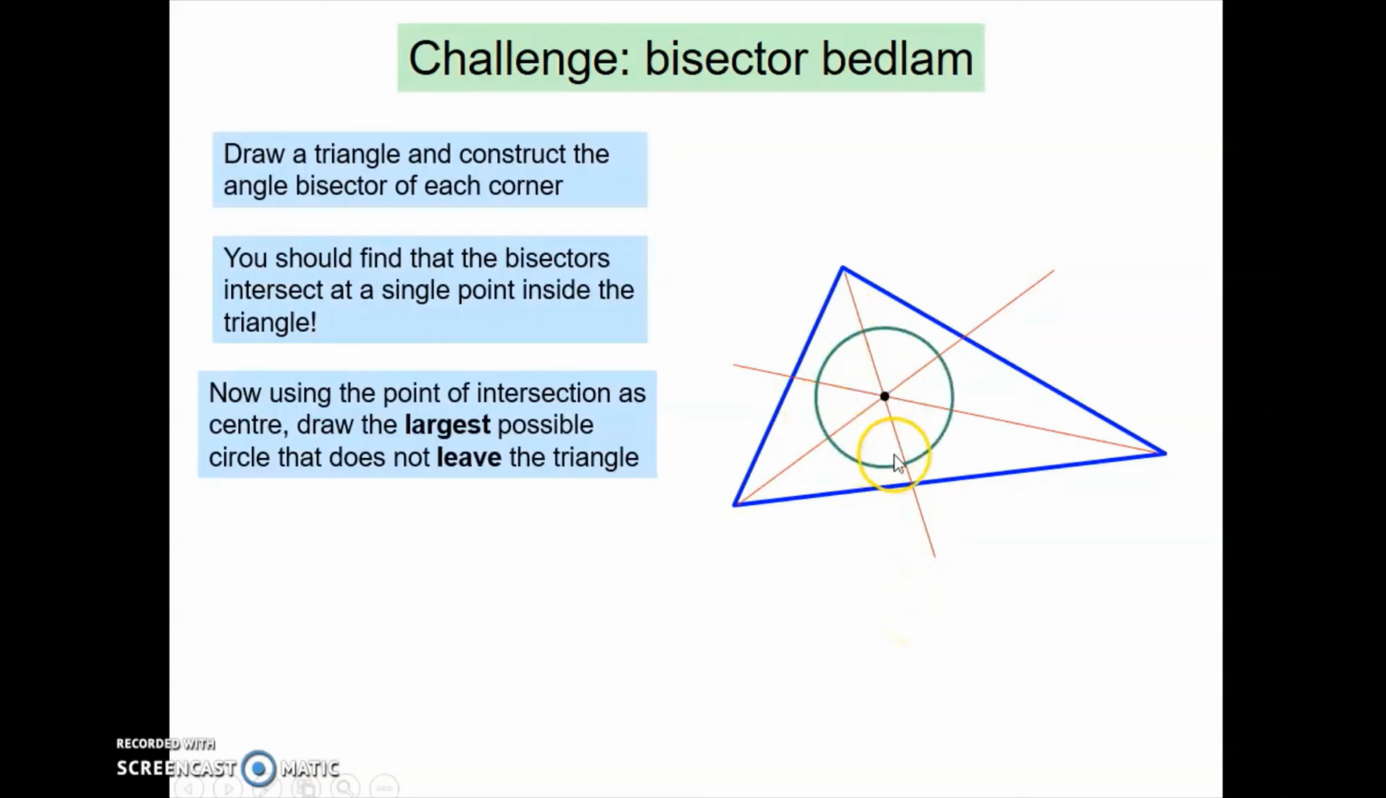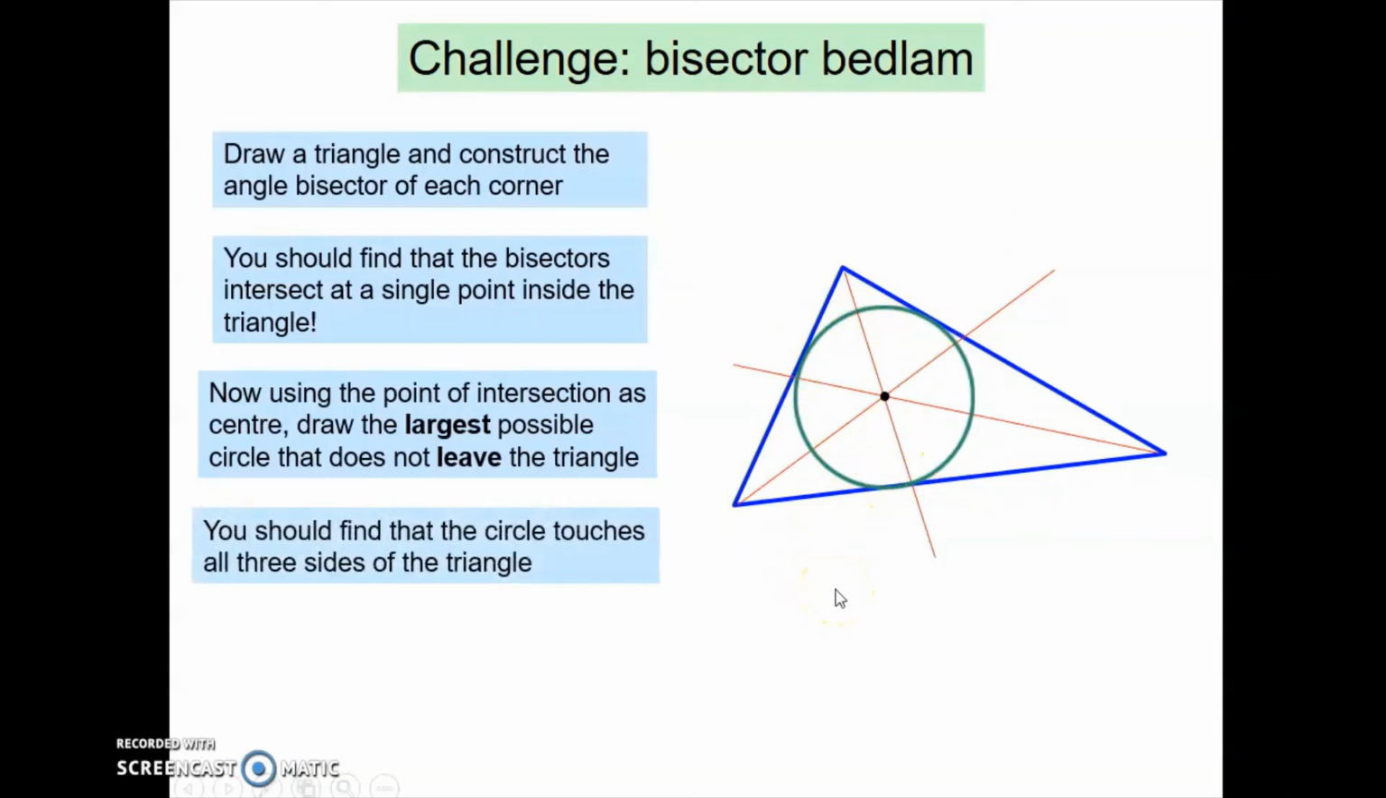So I've drawn in a circle here with the center at the point of intersection, but of course this is not the greatest circle I could place inside the triangle. So I'm just going to expand the circle, make it a little bit bigger. There we go. So what you should find is that the circle touches each side of the triangle. And this will happen no matter what your original triangle looked like.